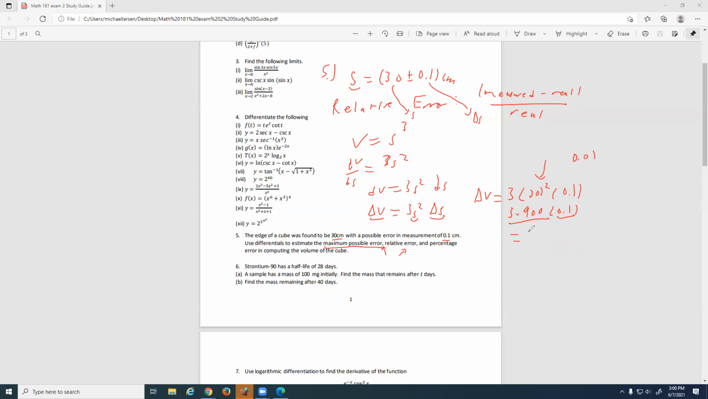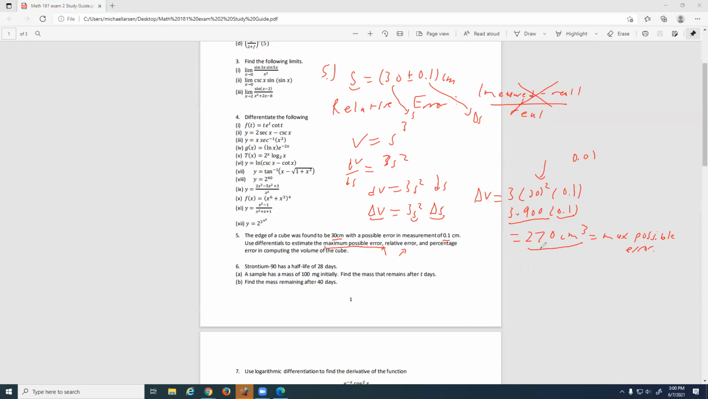Sorry about that little mental math mistake there. So we get 270 centimeters cubed. That's going to correspond to our maximum possible error. And you can forget this formula isn't really that relevant here, well, actually, I guess it might be. So this is going to be the maximum possible error.